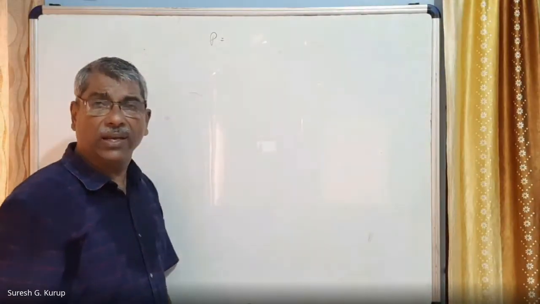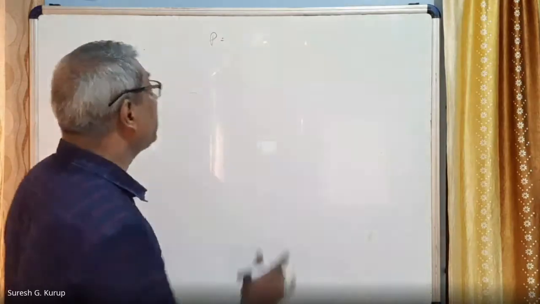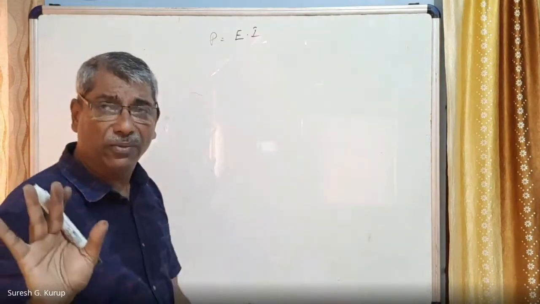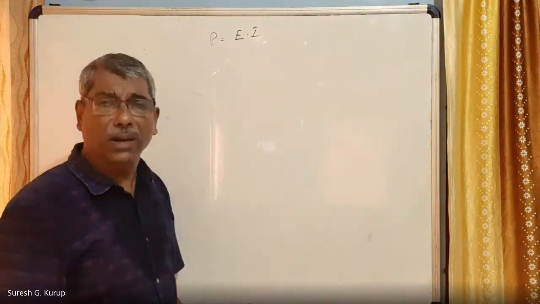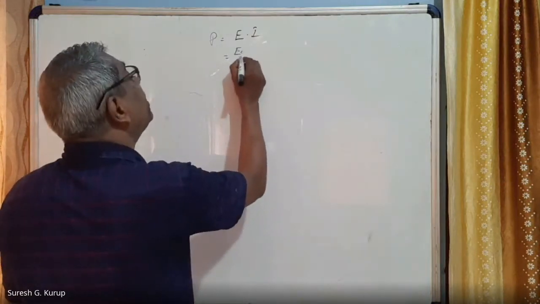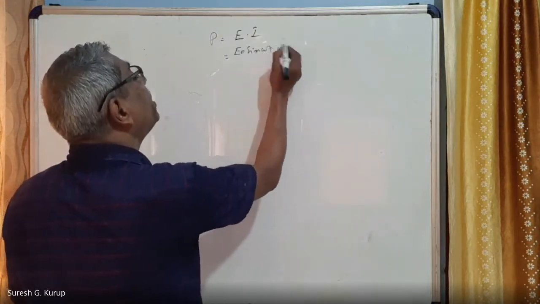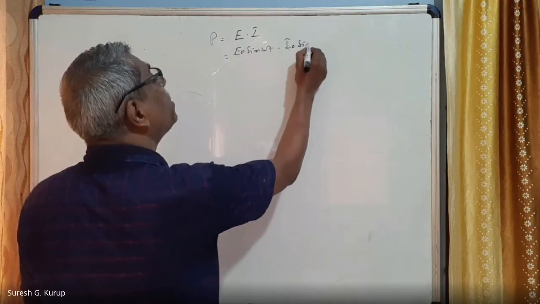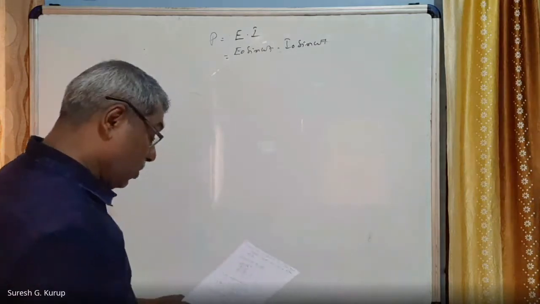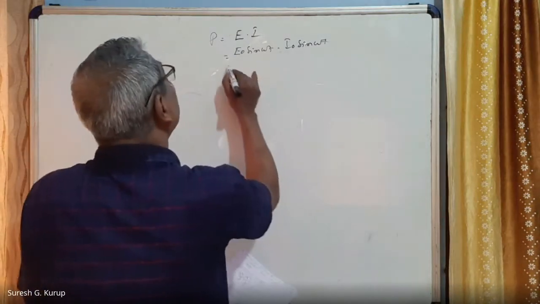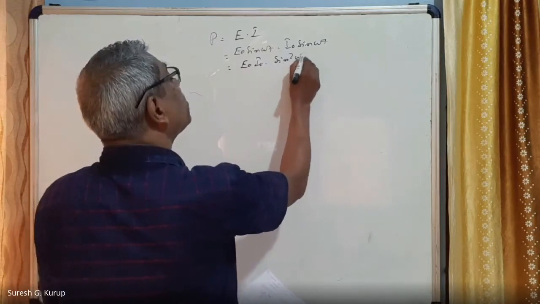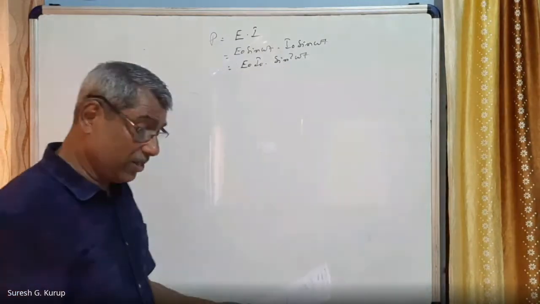In an AC circuit, with the current as I and voltage as E, the instantaneous power is equal to E into I. When I write E into I, don't be confused, because that is voltage and current as already explained. E is equal to E0 sin omega t, and I is equal to I0 sin omega t. So this is equal to E0 I0 into sin square omega t.